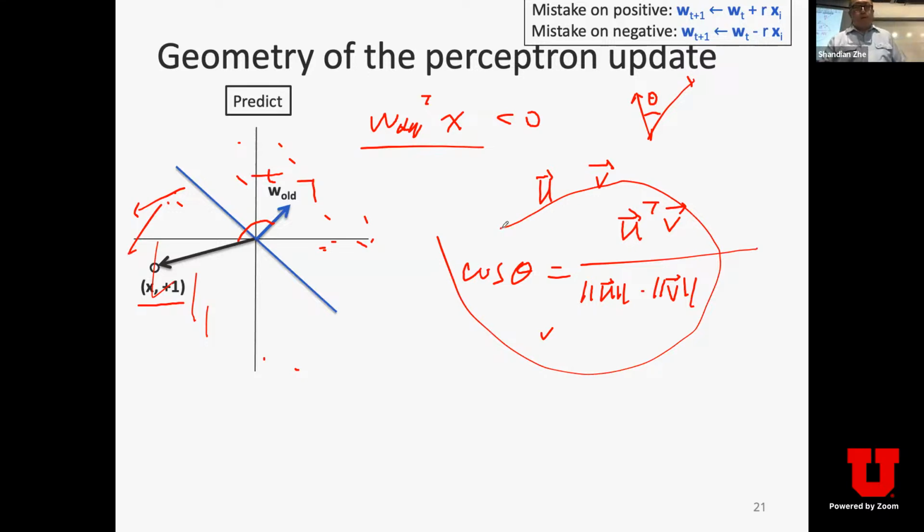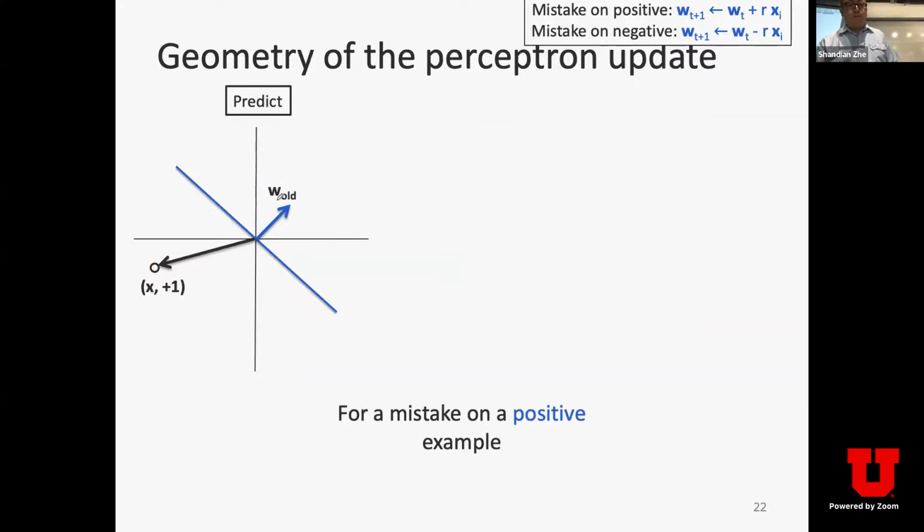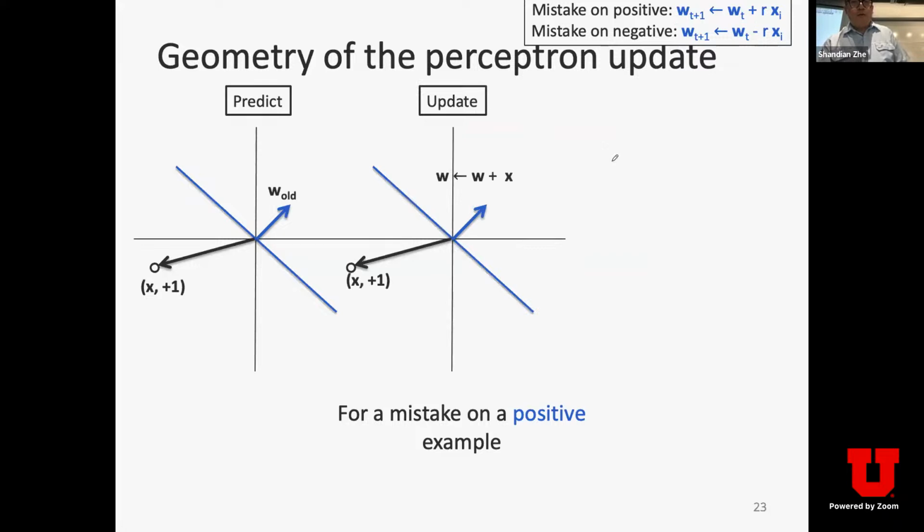Okay, so now we know that given the current model, we're going to make a mistake on a positive example. Now we're going to update our model parameters using the perceptron rule. Here we assume R is 1, which means our updating rule will be adding X to W to get the new W.